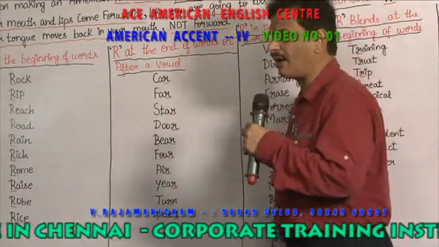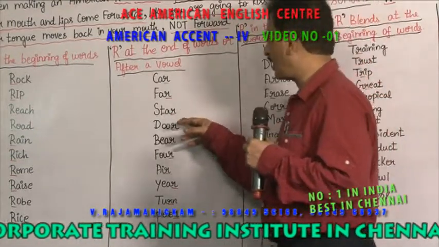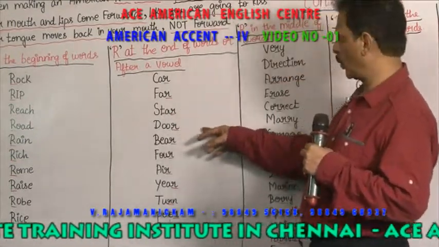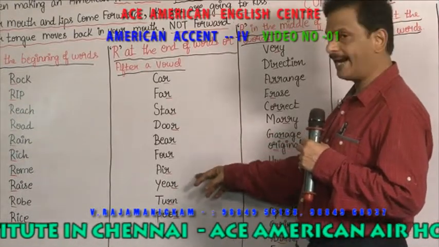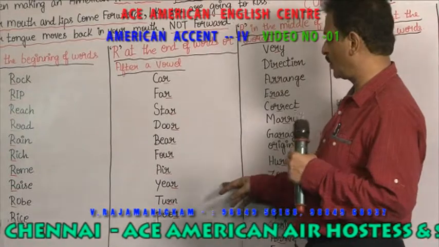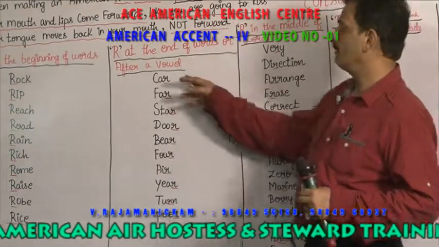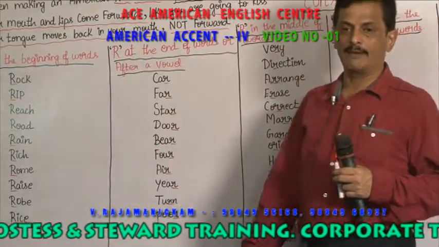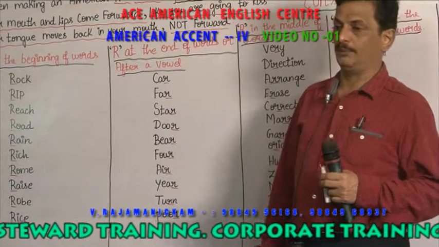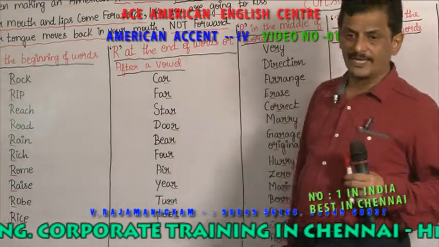So, car, far, star, door, beer, four. Wherever you find R and before R a vowel comes, that vowel should be tensed. Tensed means what? You have to pull the vowel, right, sir?